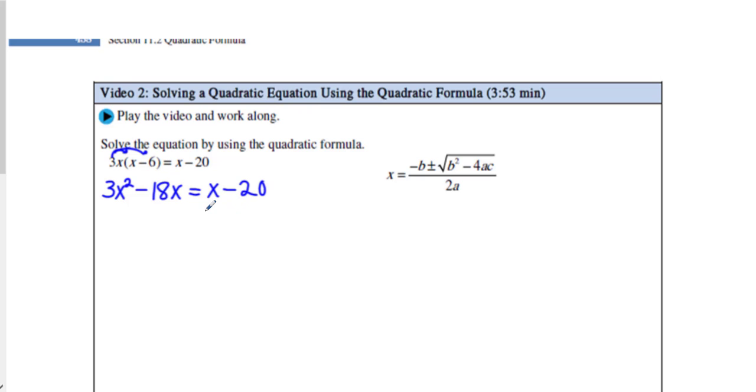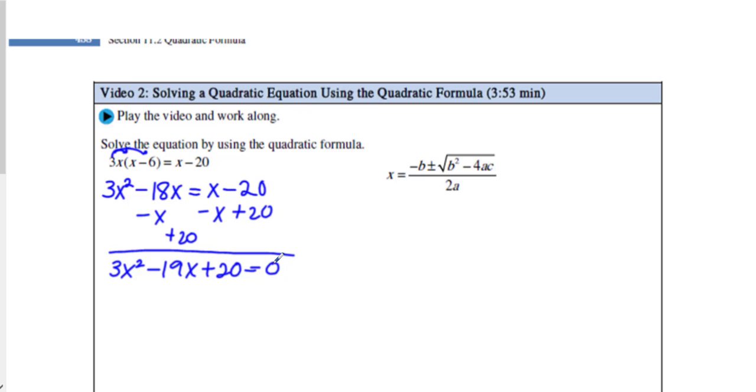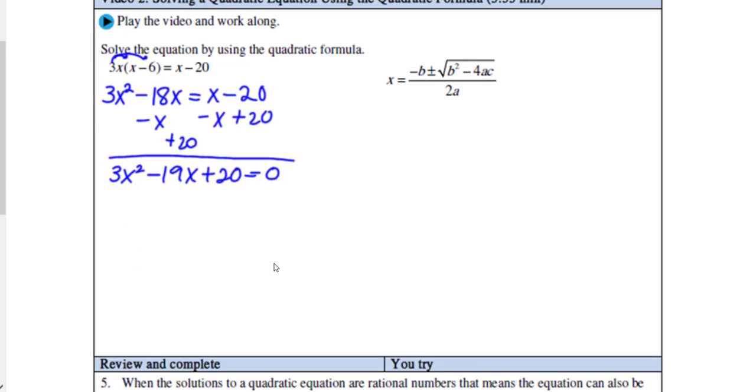Okay, so let's subtract x from both sides. Let's add the 20. So 3x squared minus 19x plus 20 equals 0. Now these are going to be rather large numbers, so we're going to need to take it slowly. So A equals 3. Let's do that first. B equals negative 19. C equals 20. So minus B, since that B is already a minus 19, is going to end up being, when we get down to the next step, plus 19.